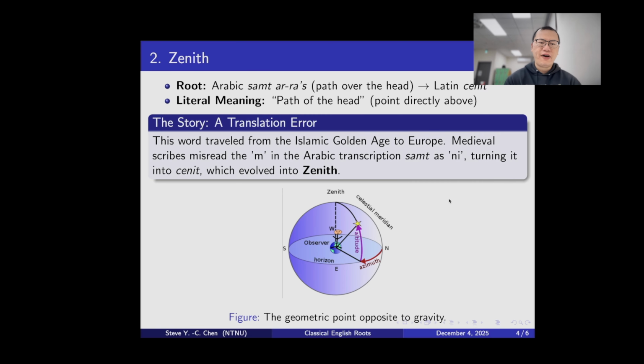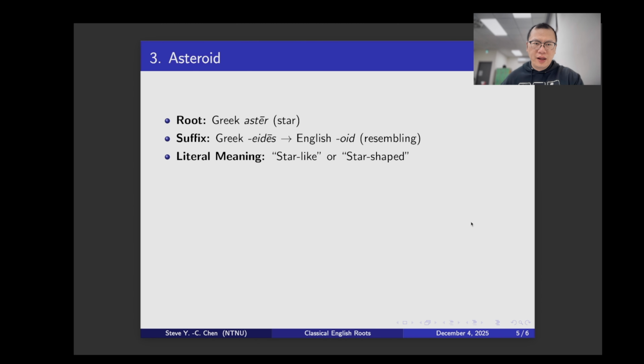And we can also find the story is very interesting. Actually, it's a kind of translation error. This word traveled from the Islamic Golden Age to Europe. Medieval scribes misread the M in the Arabic transcription SAMT as an I, turning it into zenith. And we can observe from the video below, the geometric point opposite to the gravity is called the zenith.